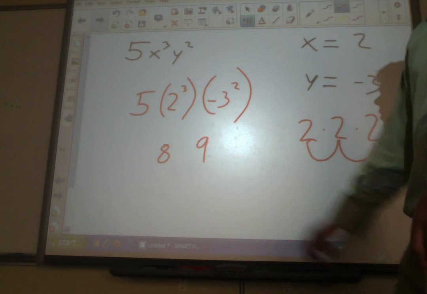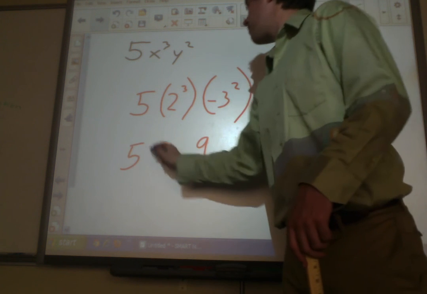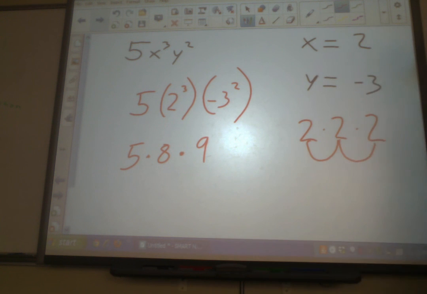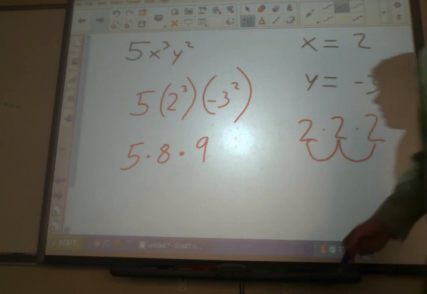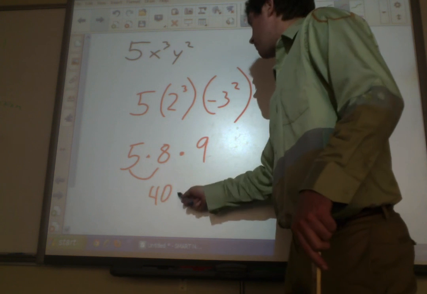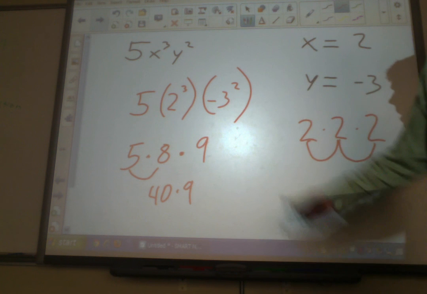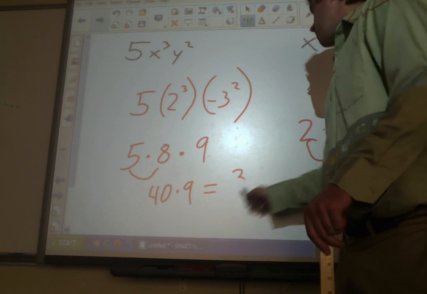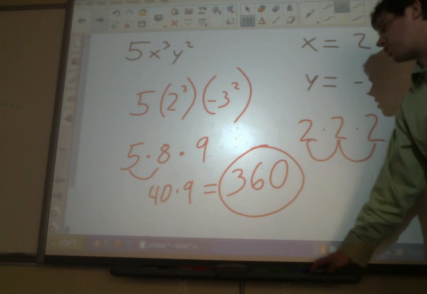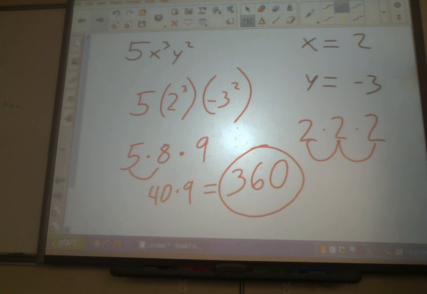So now look at what our expression is. It's 5 times 8 times 9. We've just got multiplication left, so let's multiply left to right. 5 times 8 is 40. So we've got 40 times 9. And then 40 times 9 is going to be 360. So that's our final answer. When we've evaluated that expression, we get 360. All right? So all you're doing is substituting numbers in place of variables and then solving the rest of that expression using PEMDAS.